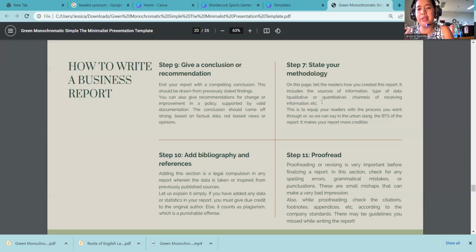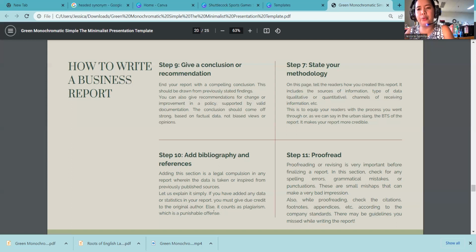So the next one would be adding a bibliography and references. Adding bibliography and references is also important in a business report because you try to put the reference where you get the information from your introduction and also background information about the topic that you have presented in your business report. And the last one is about the proofread.